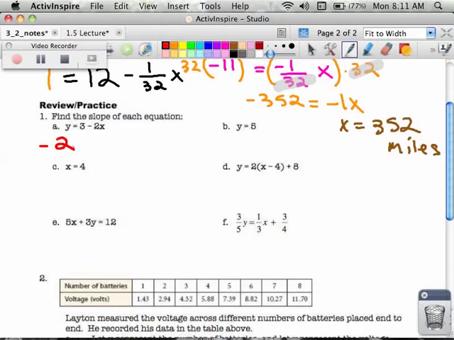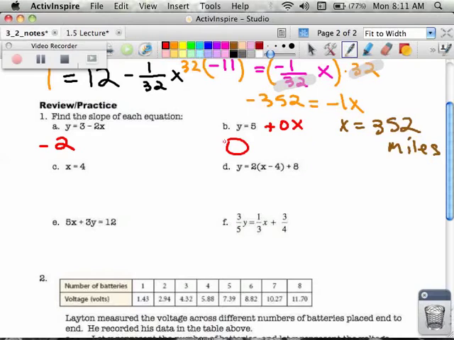In b, there are no x's. So what would be the thing that precedes? There's not even an x visible. Or in other words, it says plus 0x. So 0 is the slope. If you don't even see any x's, it's 0.